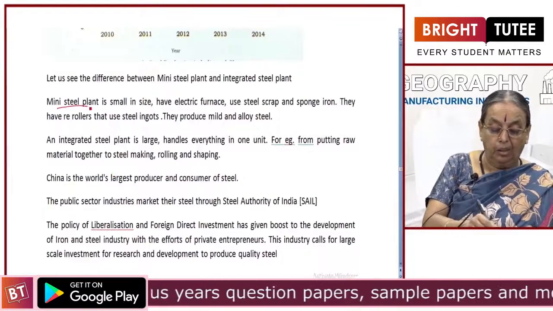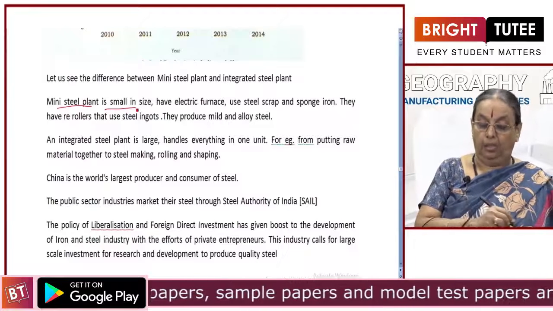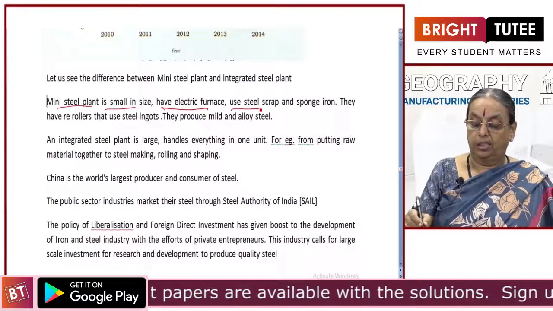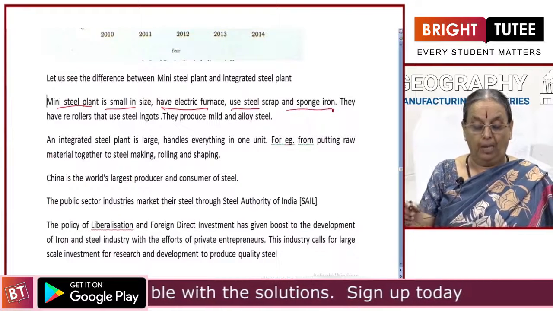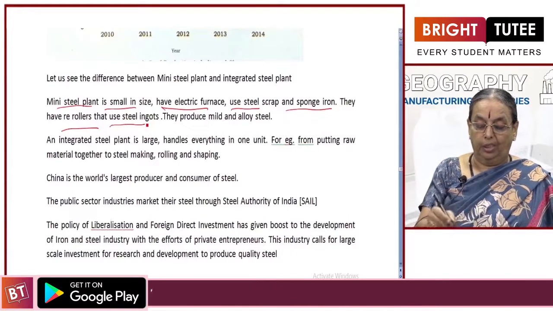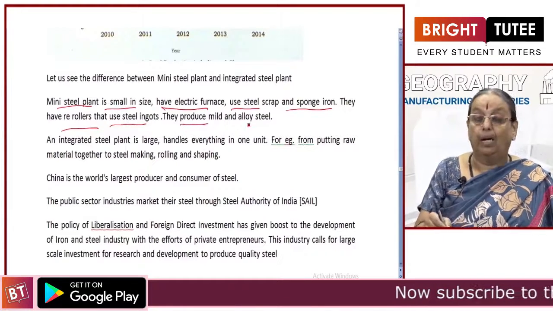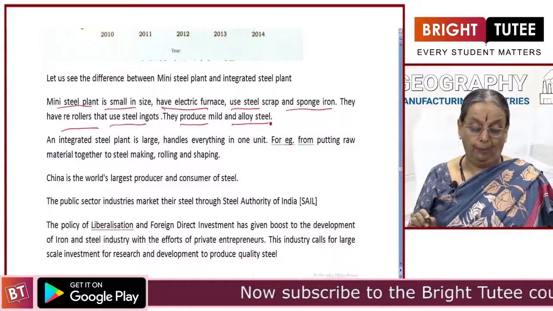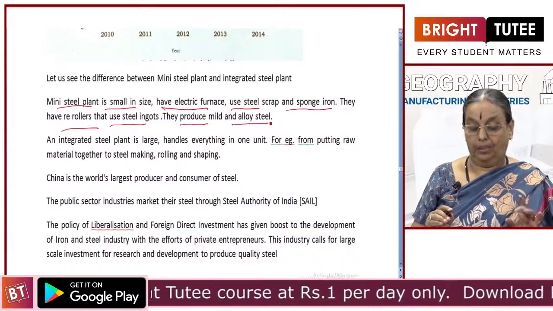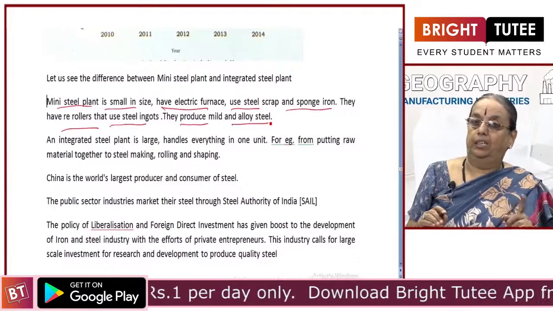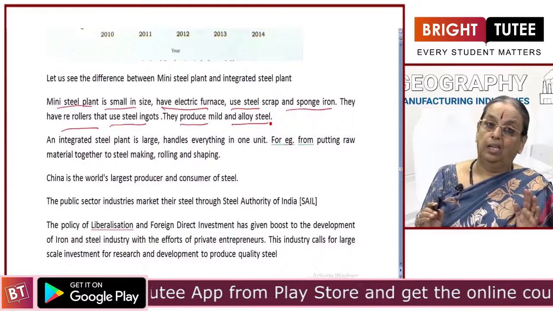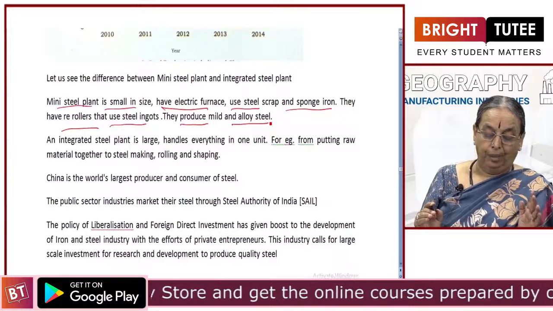Mini steel plant, the word mini itself tells you it is of smaller size, and they have an electric furnace, and they use steel scrap and sponge iron as raw material, and they have re-rollers that use steel ingots, and they produce mild and alloy steel. So, the production is on a smaller scale, and they have an electric furnace. Earlier we had the huge, large steel plants, which have the coal based furnace.